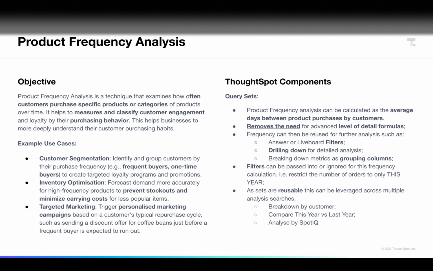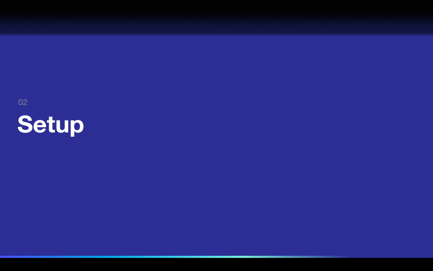In ThoughtSpot, this is very easy to set up with our query sets object. The query set will help define the product frequency, and in this example, we're going to use the average days between product purchases by customers. Importantly, this removes the need for advanced level of detail formulas. As sets are reusable, this can then be leveraged across multiple analysis searches, such as breaking down by customer, comparing this year to last year, or analysis by Spot IQ. Let's have a look how we can set this up in ThoughtSpot.